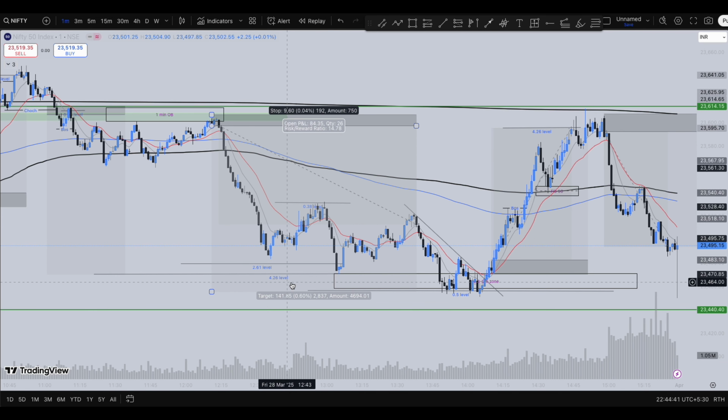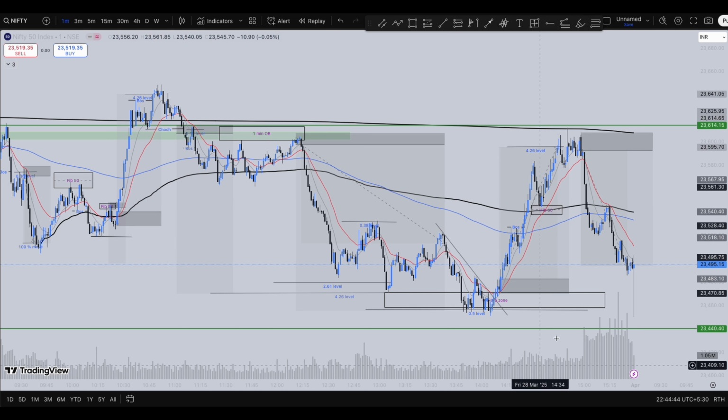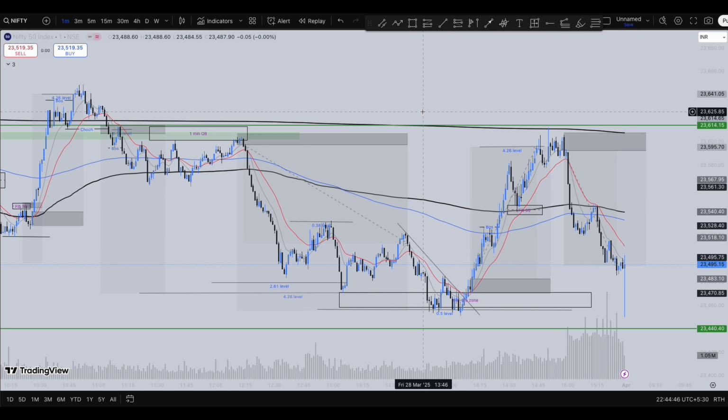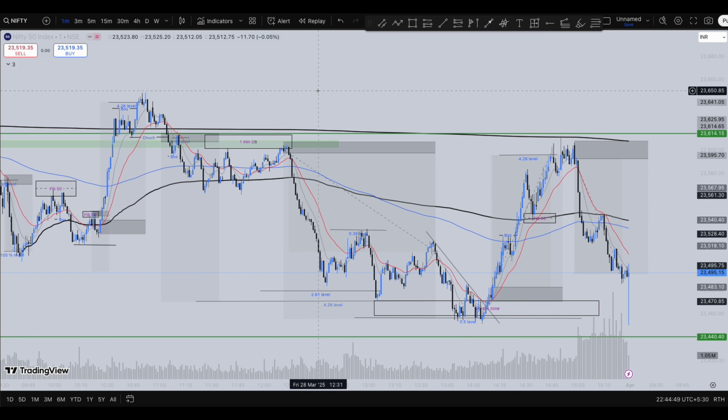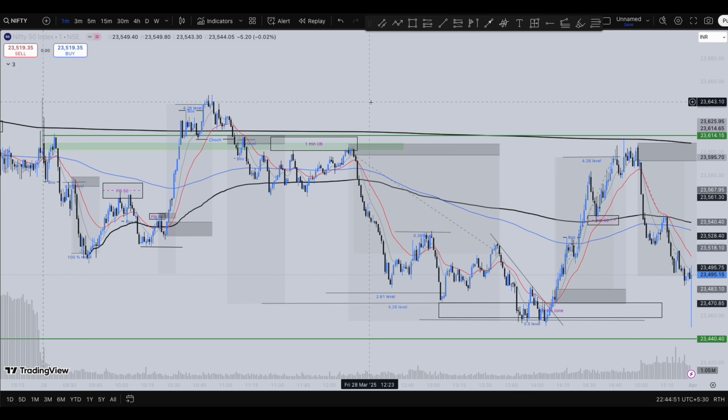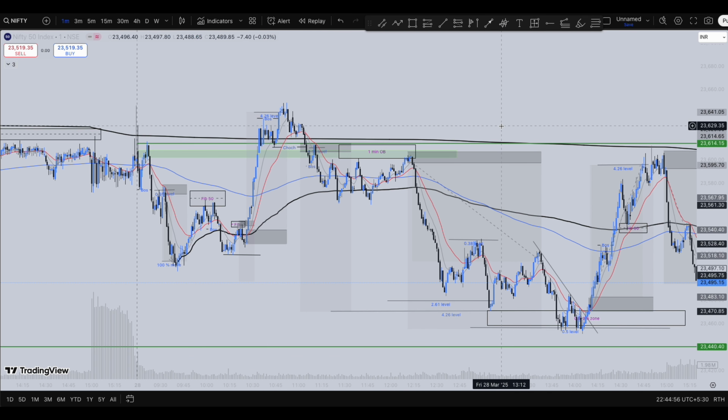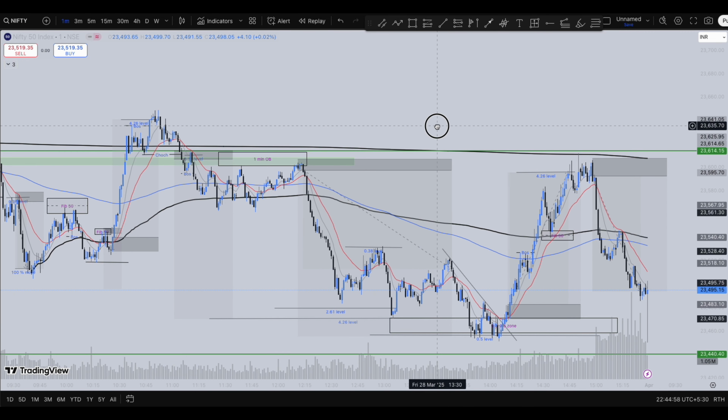Towards the downside it was the 4.26 level, and towards the upside it is twice that of the move, guys. And that's it, guys. That's how you could have easily targeted. Here also, it's the 4.26 level where you could have targeted. So this is about Nifty 50, guys.